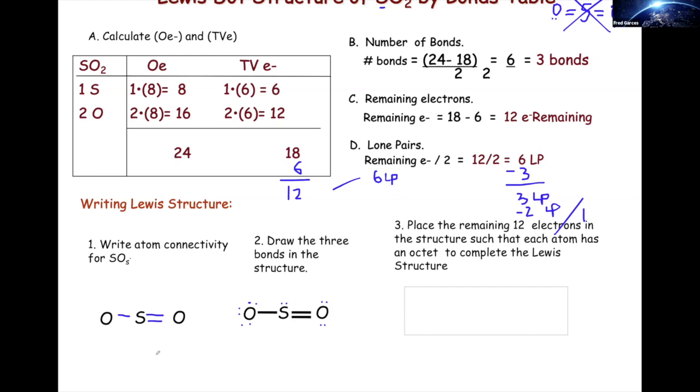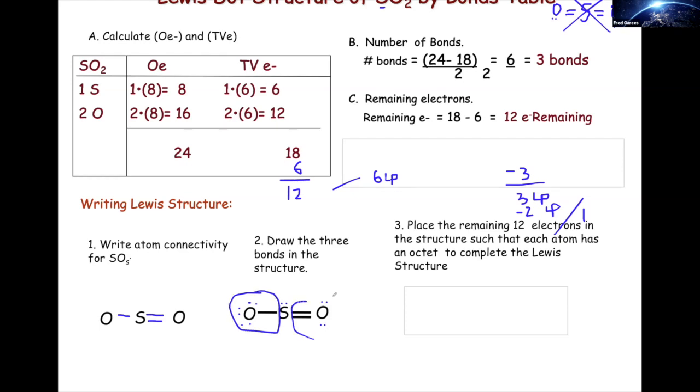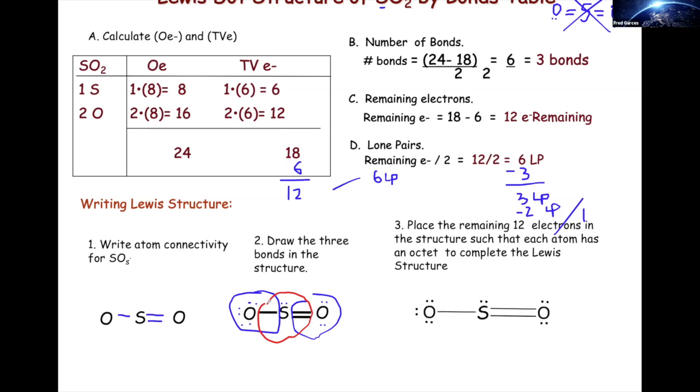Now, if you look closely, you will see that this oxygen has 8, this oxygen has 8, and this sulfur right here has a total of 8. The octet rule of 8. And that's what we see right here. That is the Lewis structure.